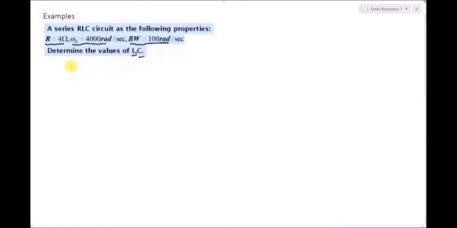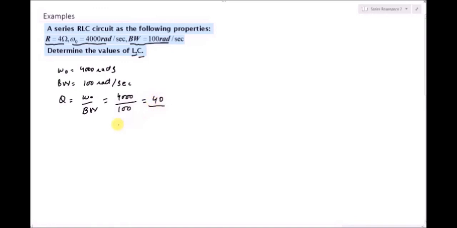We know that omega naught is equal to 4000 radian per second and bandwidth is equal to 100 radian per second, right? Now if I have to find the quality factor, that will be omega naught over bandwidth. By putting in the values I can calculate 4000 over 100, and that will give you 40. So that is your quality factor.